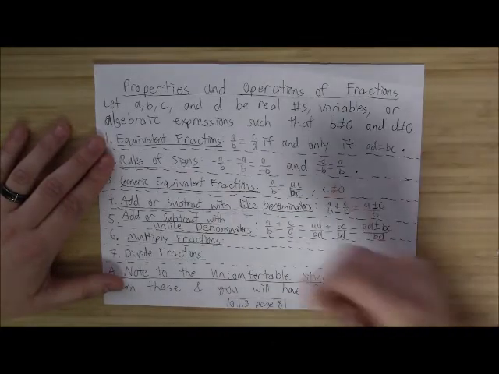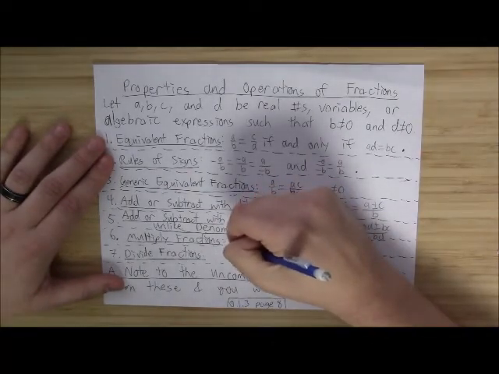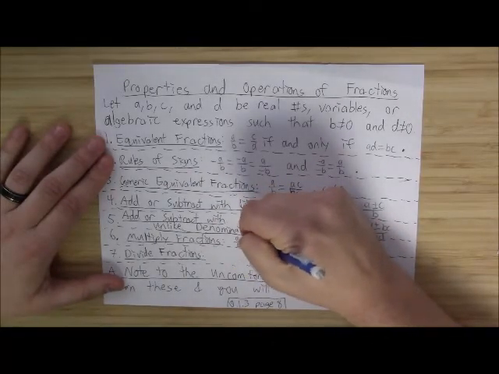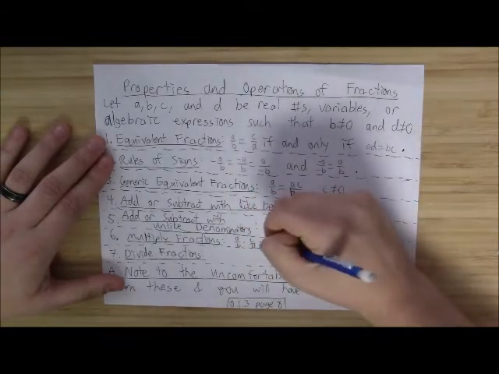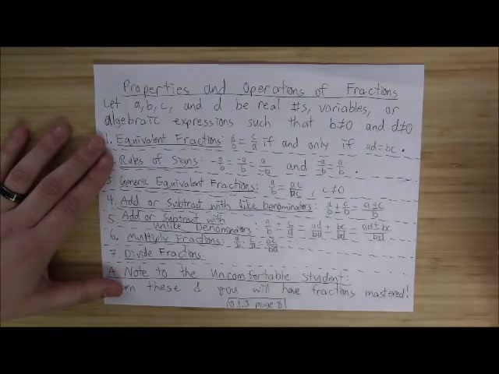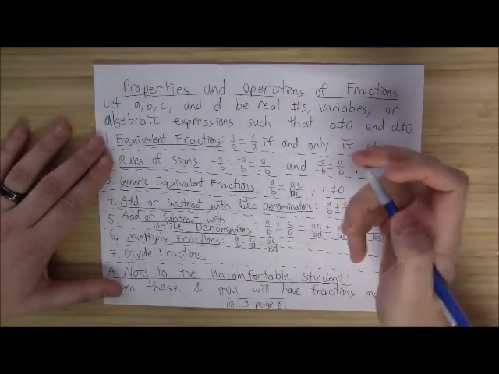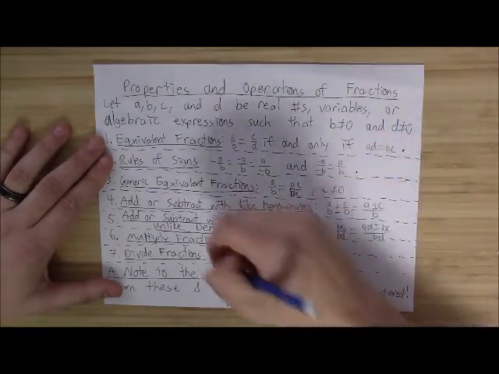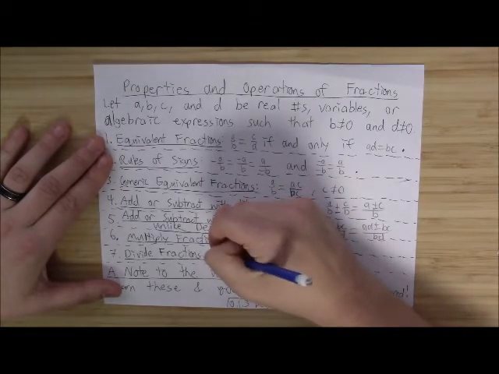Multiplying fractions, on the other hand, is much easier. If you have A over B times C over D, you just multiply the top and multiply the bottom. Finally, to divide fractions, the best way is to think of it as a multiplication by the reciprocal.